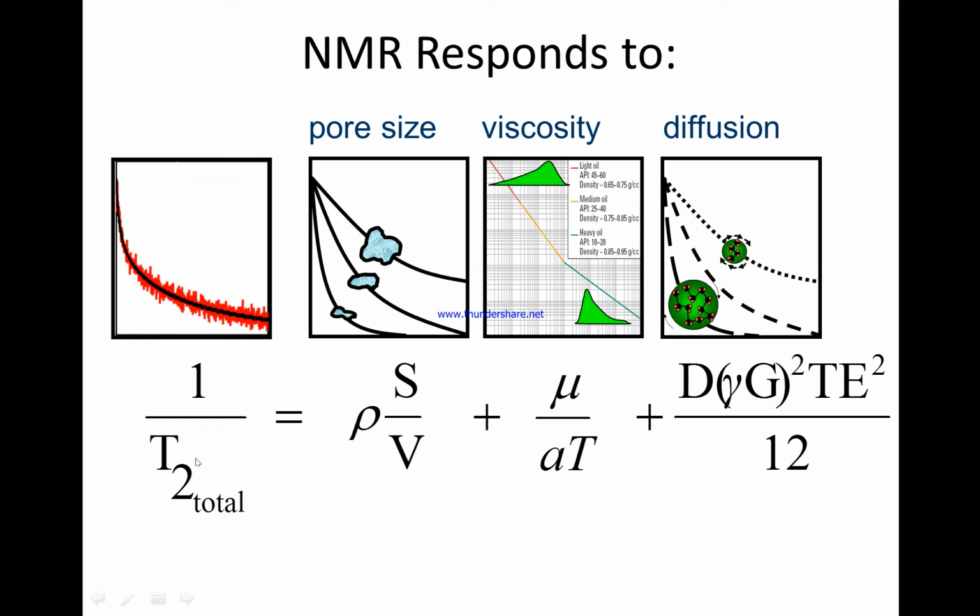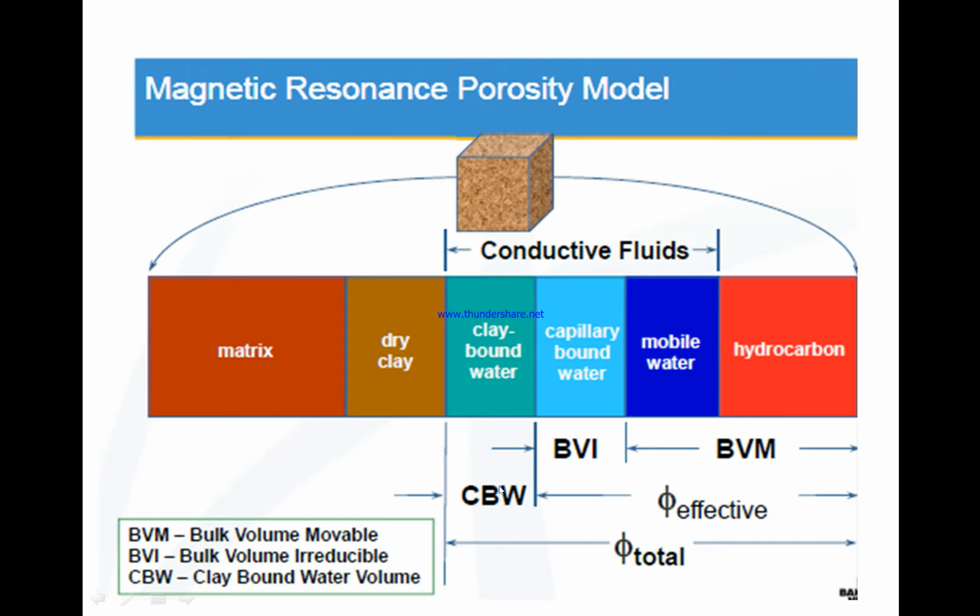This slide just shows you the total sum-up of the NMR response, which I explained before. Now, the NMR applications. This slide shows the partitioning of the total porosity of the NMR tool: matrix, which the tool cannot see, dry clay, which the tool cannot see, clay bound water, and capillary bound water, also movable water and hydrocarbon. The movable water and hydrocarbon together are called bulk free fluids. Capillary bound is called BVI. Clay bound is called CBW. The effective porosity plus the clay bound gives you the total porosity.